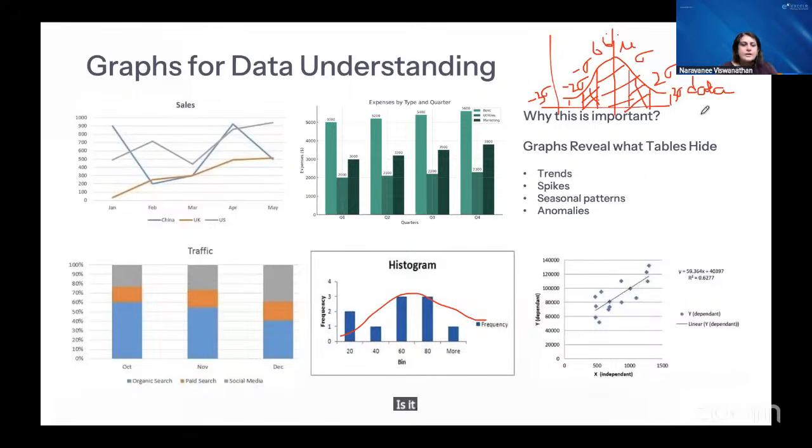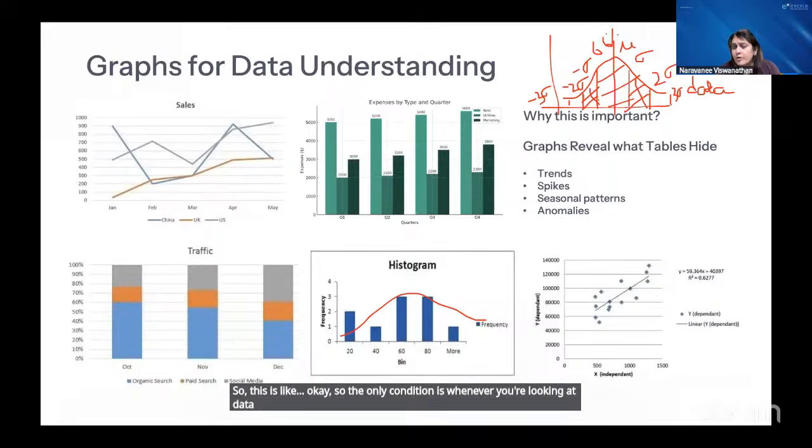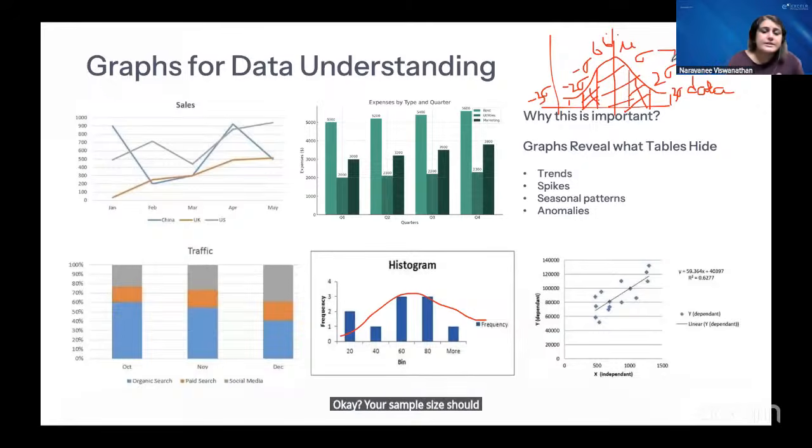Is it clear, everyone? Are you guys following me? Why it's called normal distribution? Yes? Anyone having any questions, queries? So the only condition is, whenever you're looking at data and it should have a normal distribution, the sample size should be greater than 30. Okay? Your sample size should be greater than 30. Clear, everyone?